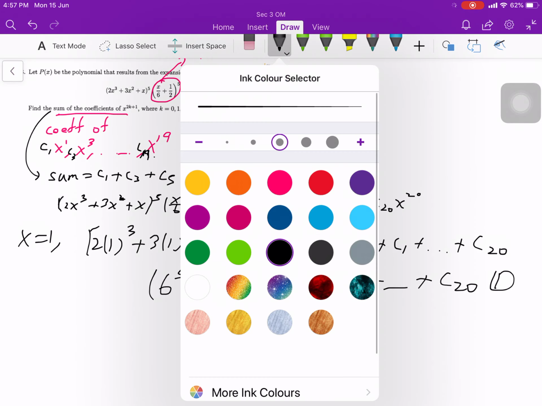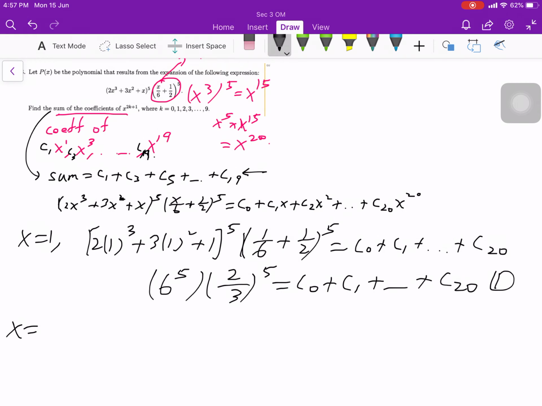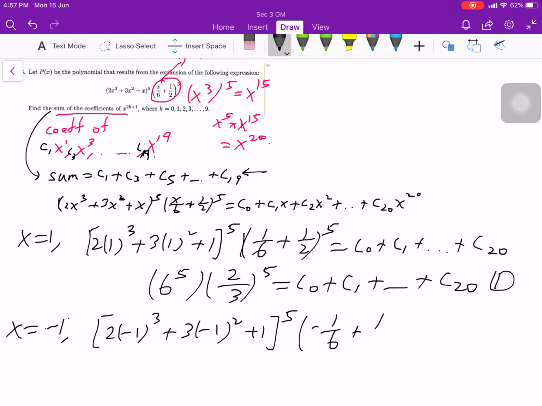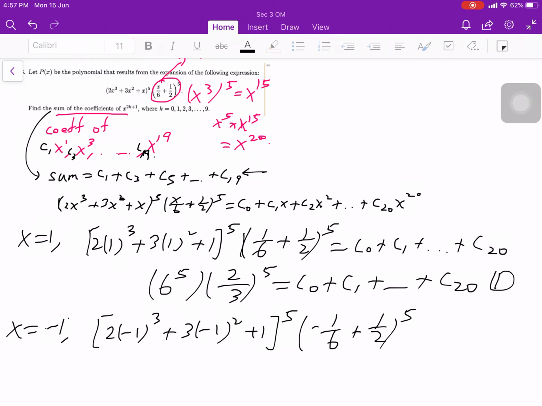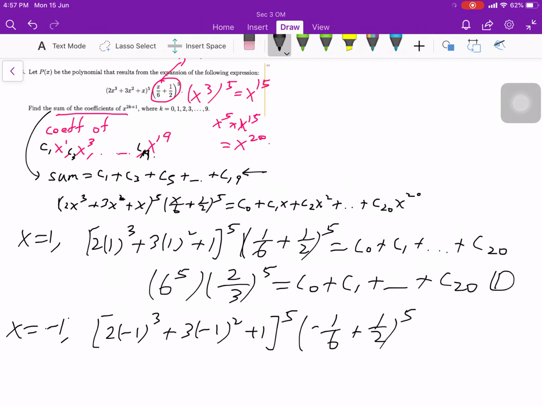Next, I'm going to substitute by negative 1. Then what do I get? Basically, I get (2 times minus 1 cubed plus 3 times minus 1 squared and then plus minus 1) raised to the power of 5. And then I will get (minus 1 over 6 plus half) raised to the power of 5. And then can you see that on the right hand side you will get alternate signs.